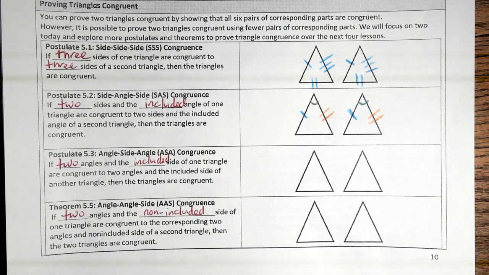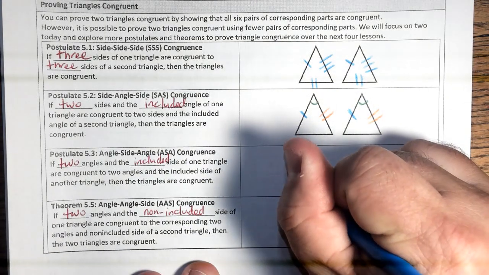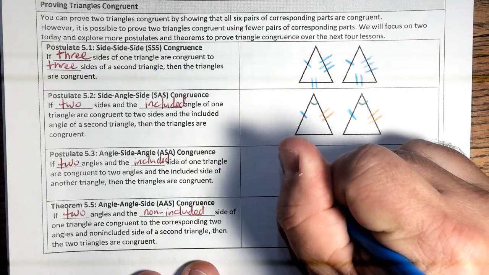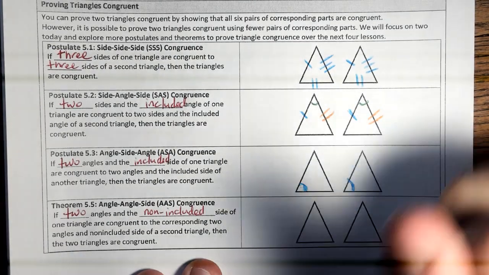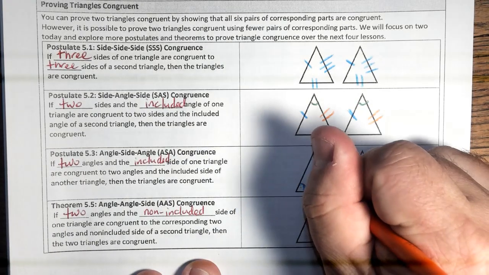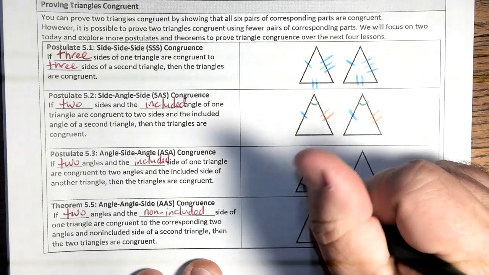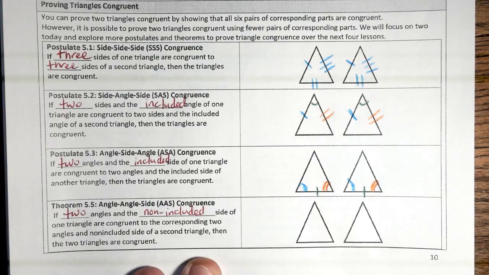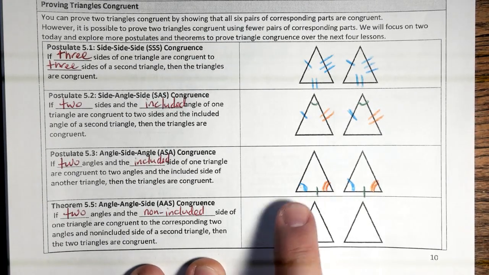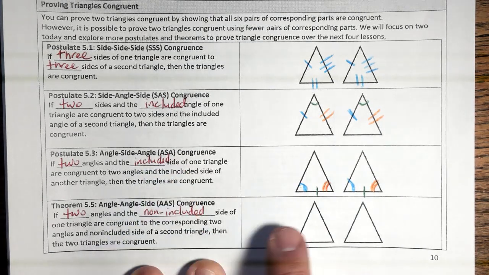All right, postulate 5.3. If 2 angles and the included side of one triangle are congruent to 2 angles and the included side of another triangle, then those triangles are congruent. So this is what this looks like. The 2 angles and the included side, so the side that they share. So you'll always see it in the middle when it's angle, side, angle.